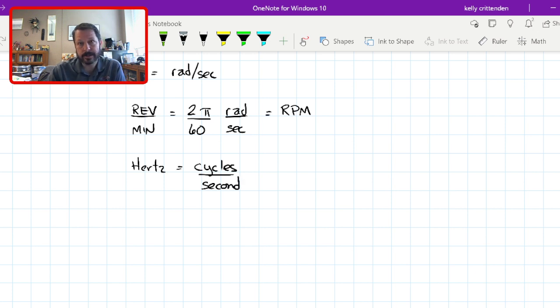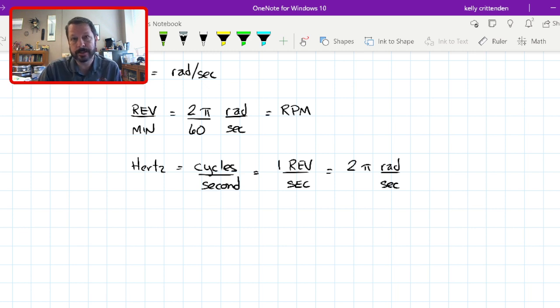And in here, the cycle is 1 revolution, so 1 revolution per second. So it already is in the second unit, like radians per second. So you just need to convert the revolutions over to radians. That would equal 2 pi radians per second. So you multiply by 2 pi to get from revolutions per second to radians per second.